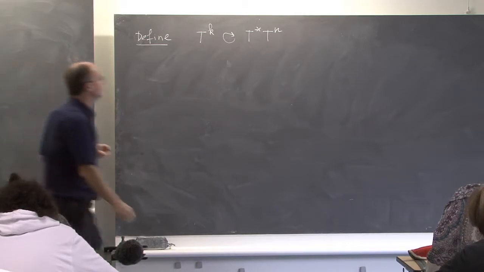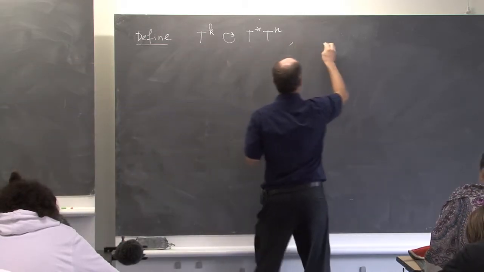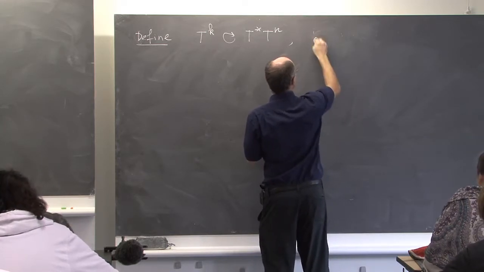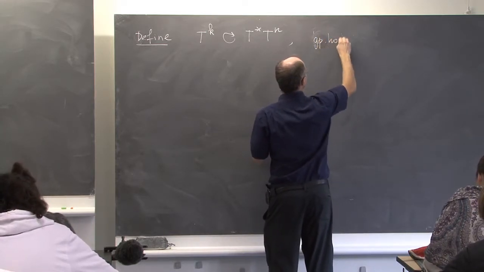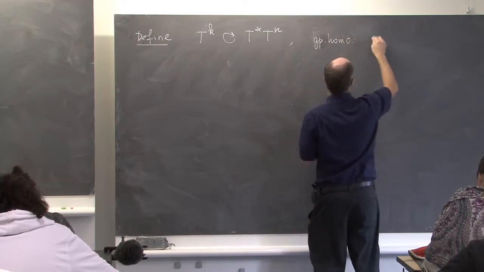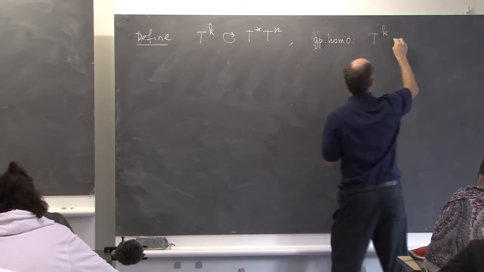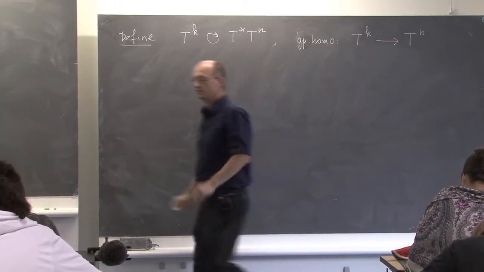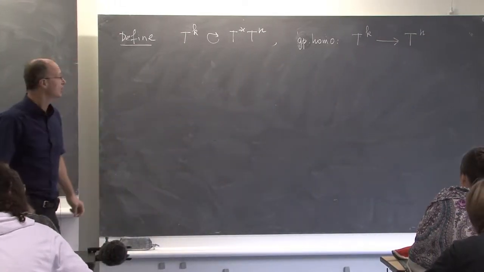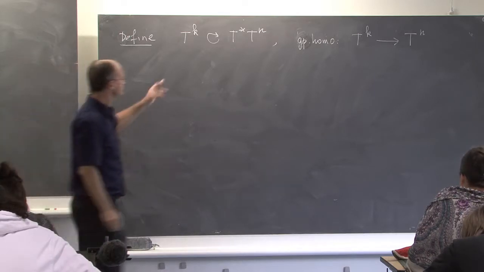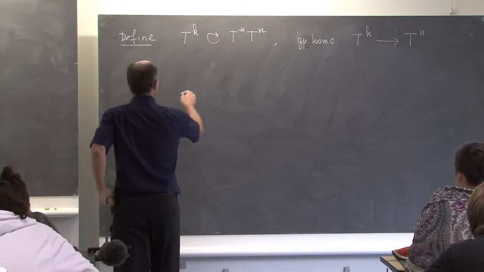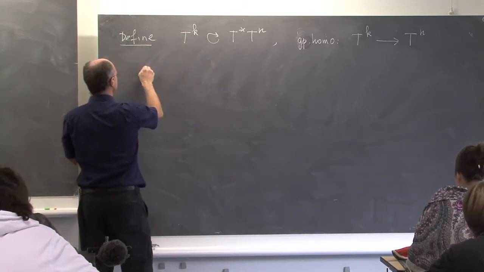And we'll do it in the following way. We'll organize a group homomorphism from Tk to Tn. Well, how does one produce such homomorphisms? Let's start perhaps with a circle.